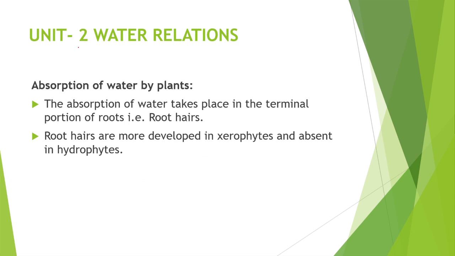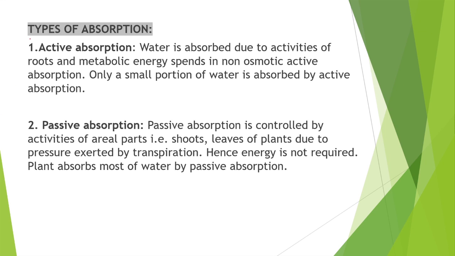Now the second unit is water relations. The absorption of water takes place in the terminal portion of the roots, which is known as root hairs. The root hairs are more developed in xerophytes and absent in hydrophytes. Xerophytes include the plants which live in desert habitats. There are two types of absorption, active absorption and passive absorption. Active absorption means absorption where energy is spent. When there is a requirement of energy, it is known as active absorption.